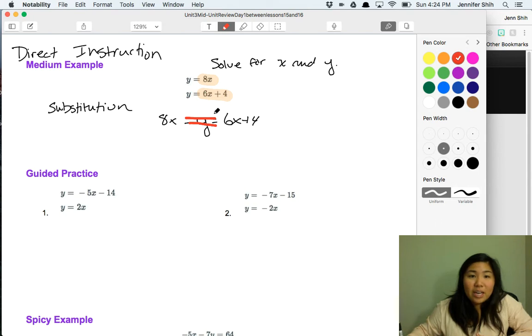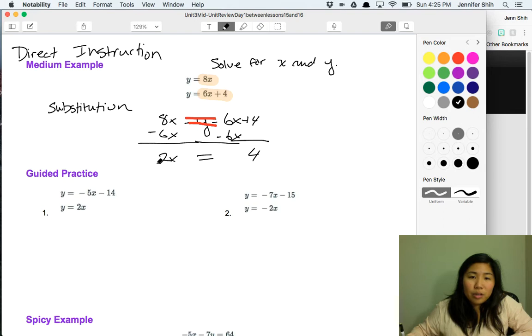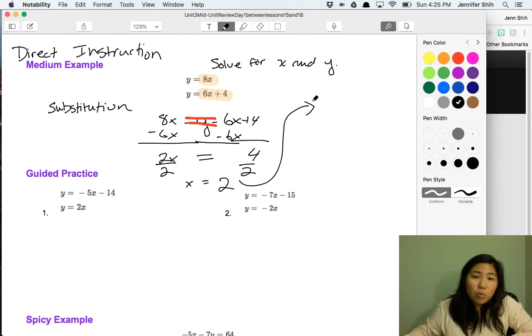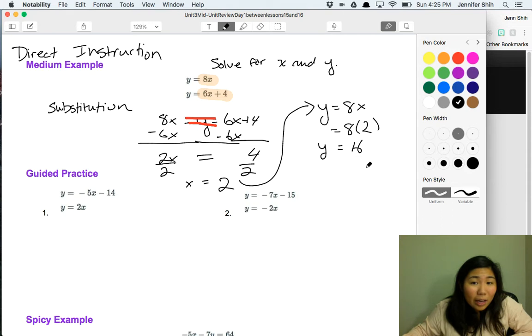All right, so if 8x is equal to 6x plus 4, now what I'm going to do is subtract 6x on both sides. I'm going to move all my x's to one side of my equation and then leave all my numbers on the other side. Now I'm going to sub in my x is equal to 2 into one of my equations up here. In this case, I'm just going to sub it into the first one. You can sub it into either one. It will work.